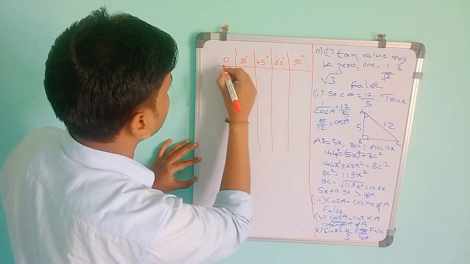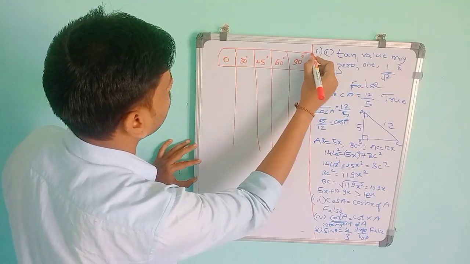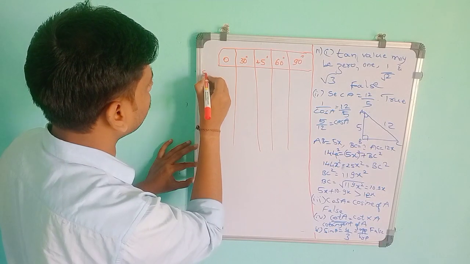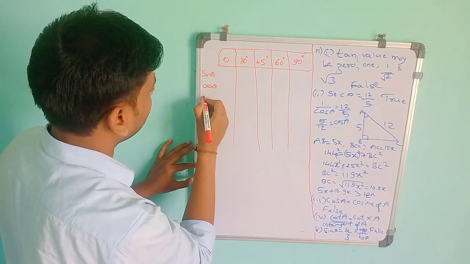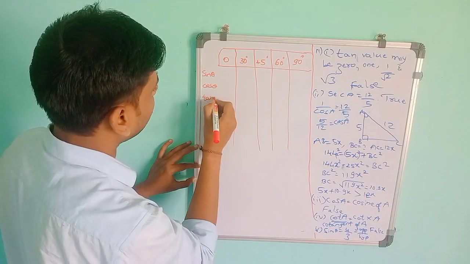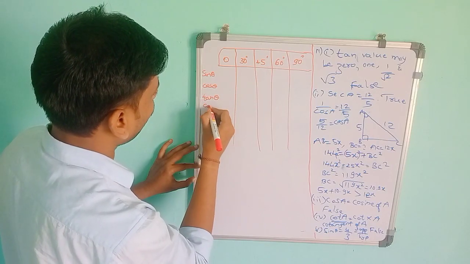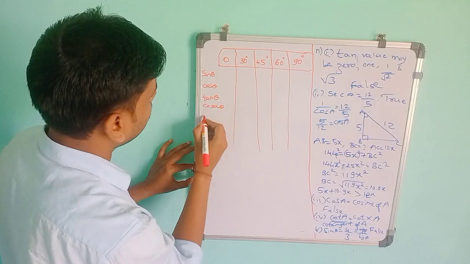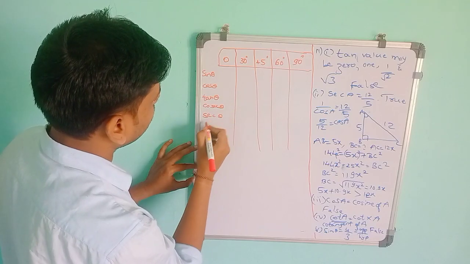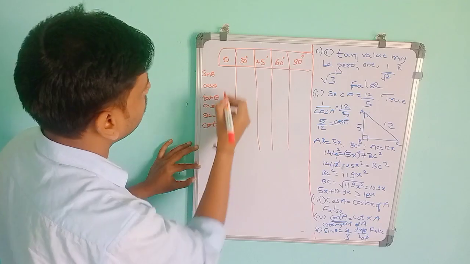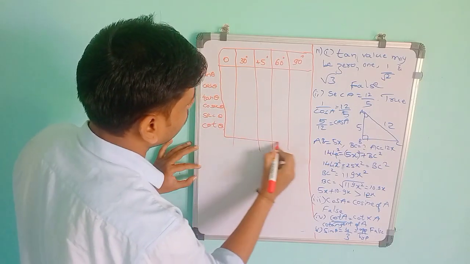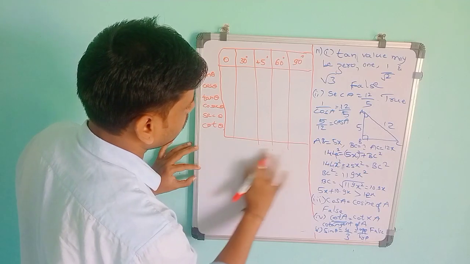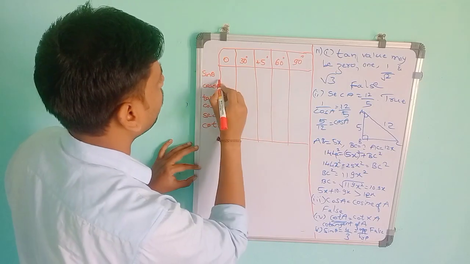These are the angles, for these trigonometric ratios: sin theta, cos theta, tan theta, cosec theta, then sec theta, then cot theta. So for these 6 ratios, we have to find the values.